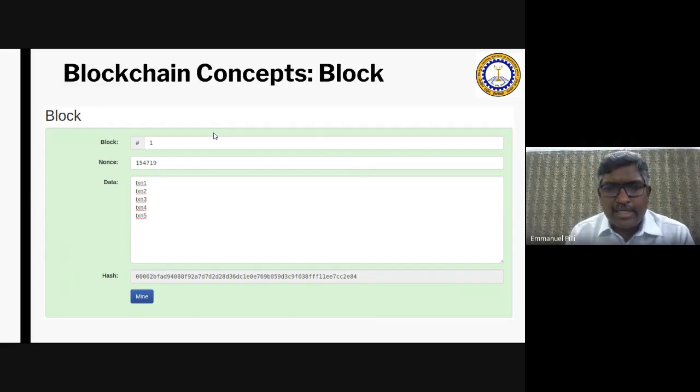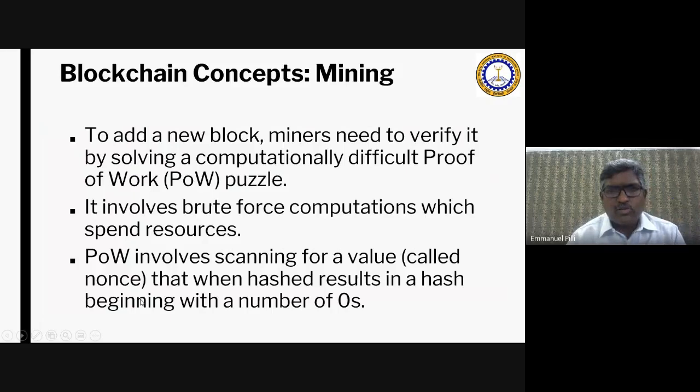So this is how a sample block will look. There you have the data transactions, you have a hash value, and then you have a nonce. So what is mining? This is how a block looks: the block header has a block number and a block nonce, then some transactions, and then you have the hash value, and then you can mine. Mining is whenever you are adding a new block, the process is called mining. So you mine the new block.